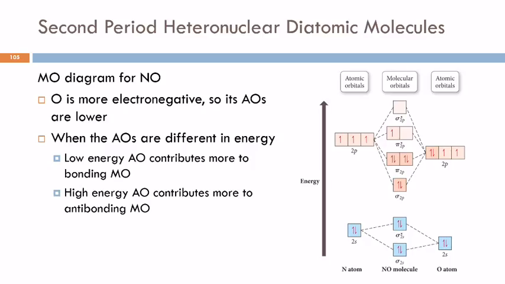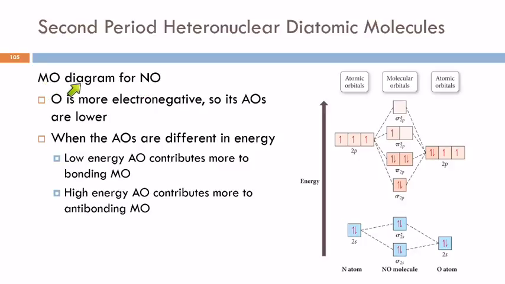Make sure you didn't miss anything. It's paramagnetic because it has an unpaired electron. So we're going to look at a couple of heteronuclear diatomic molecules. Here, the two atoms are not of the same element. So here's the MO for NO, right?